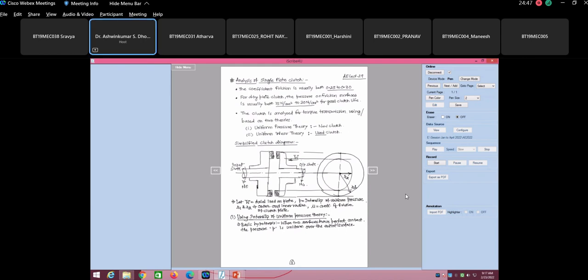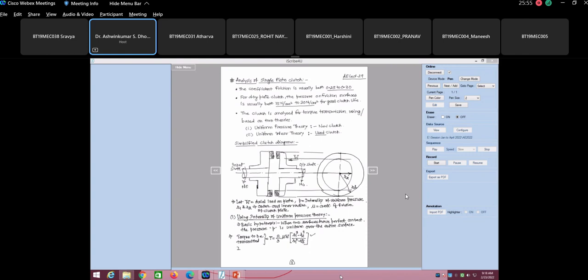Sir, what is your opinion? Is it correct? The equation using the uniform intensity of pressure theory for the torque to be transmitted is given by 2 by 3 mu W times (R1 cube minus R2 cube) divided by (R1 square minus R2 square). Do you remember this expression somewhere? Have you used this equation by any chance? Okay, then can you tell me regarding the intensity of pressure P, what will be the expression?